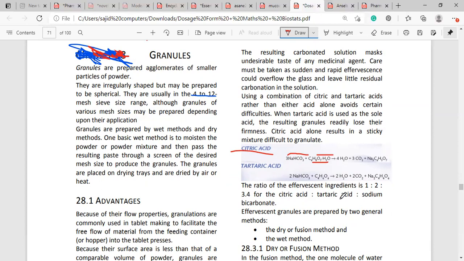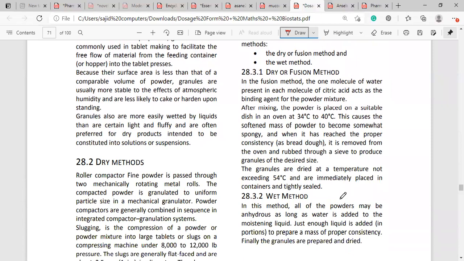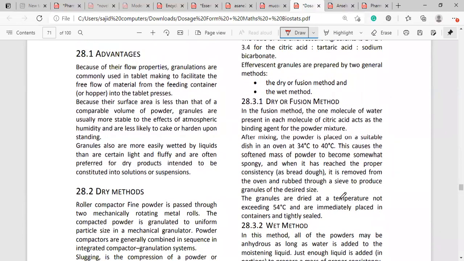Students, effervescent granules are prepared by two general methods: the dry or fusion method and the wet method. What is the dry or fusion method? In the fusion method, one molecule of water present in each molecule of citric acid acts as a binding agent for the powder mixture. Means water of hydration is present in the structure of citric acid, which is used as a binding agent for the powder mixture, so that powder particles come close with one another and form granules.